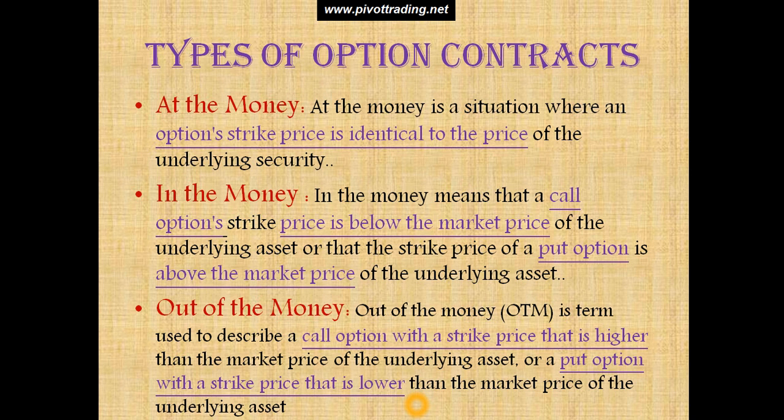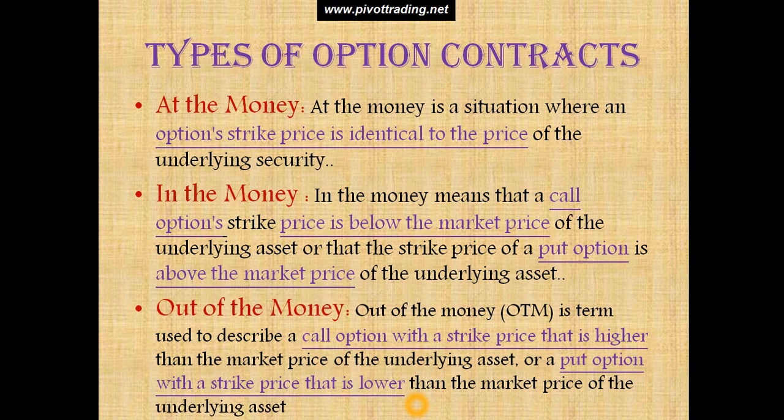Now, at the money means when the strike price is similar or identical or close to the actual price of that particular underlying, then it is called an at the money contract. For example, if Nifty is trading at 8700 and you are buying the call and put of 8700, it is called an at the money call, at the money put, or at the money options.